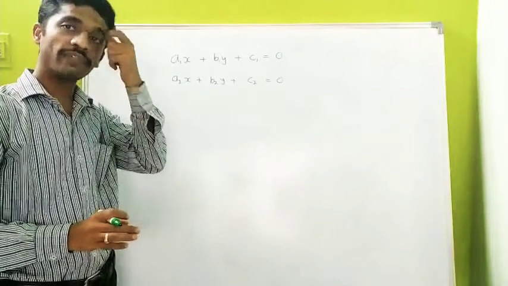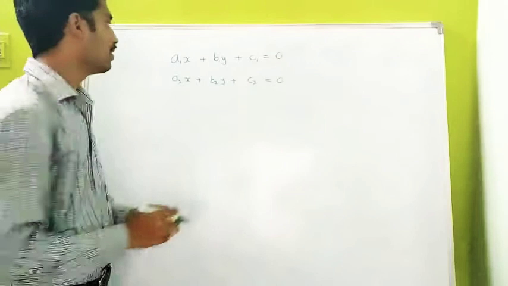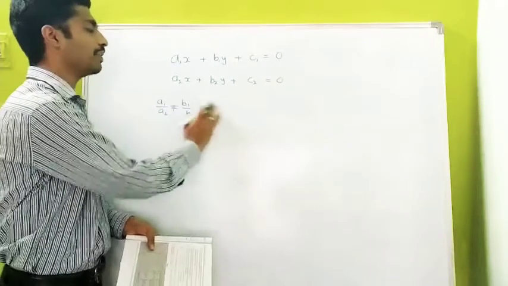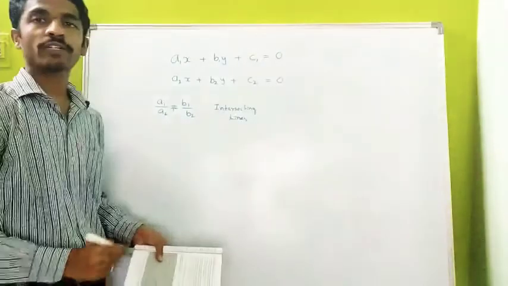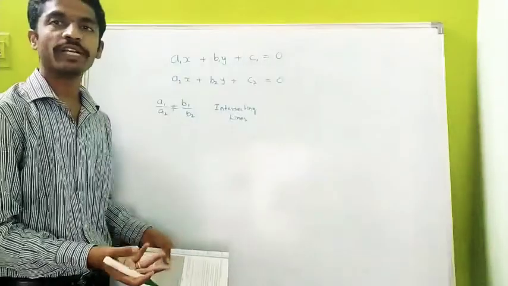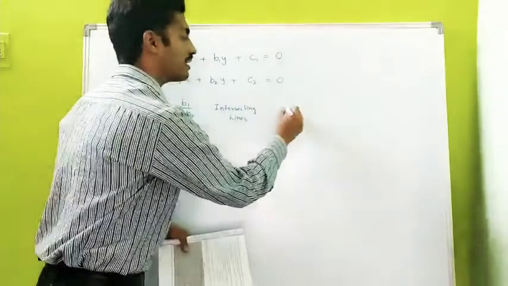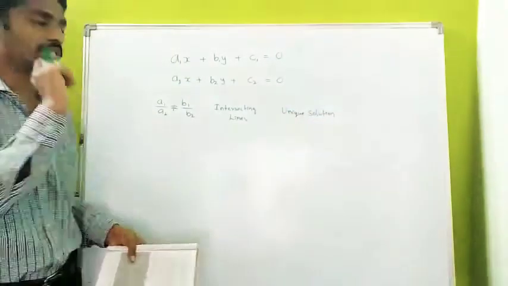Now how to identify whether they are intersecting, or parallel, or coincident? If a1 by a2 is not equal to b1 by b2, then we can say they are intersecting lines. If they intersect, how many possible solutions? Only one solution, that is a unique solution. So we will get only one solution.